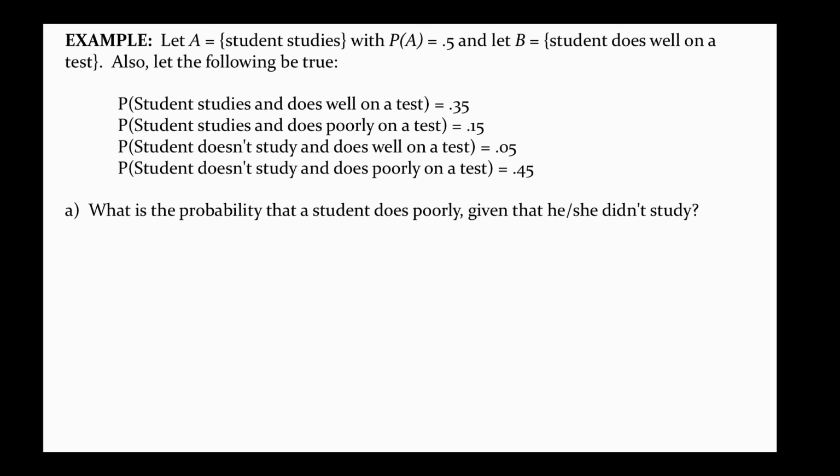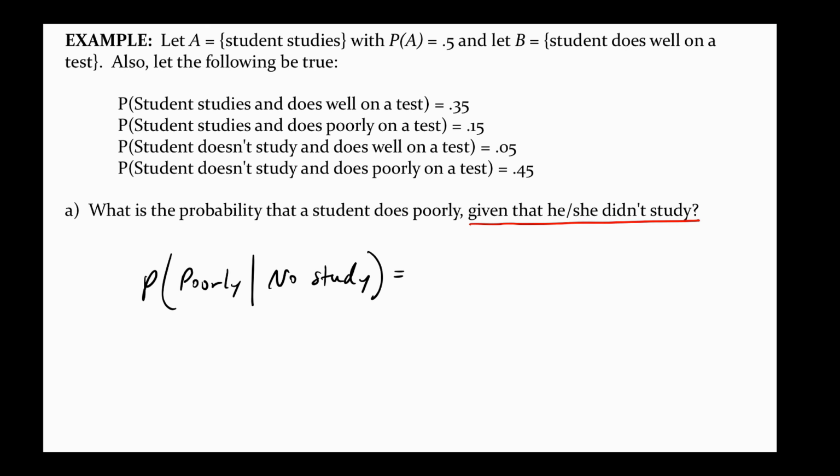So what is the probability that the student does poorly given that he or she didn't study? Given that, right there, given that, okay? So really, they give it to you. Really, the percentages they give you, that's really a table right there. It's just in words instead of table form. So what we're looking for is the probability given that. So what's the probability that they do poorly given that no study.